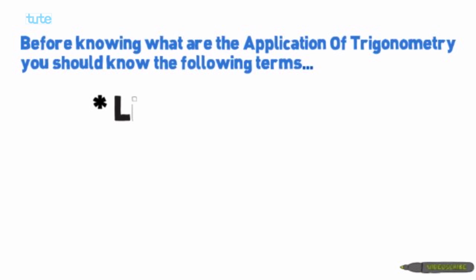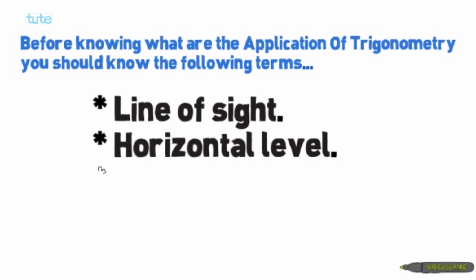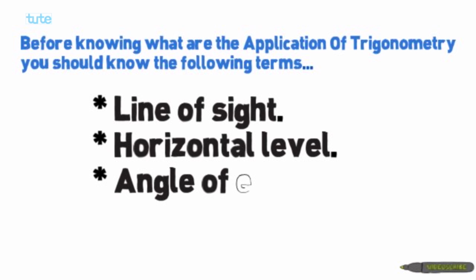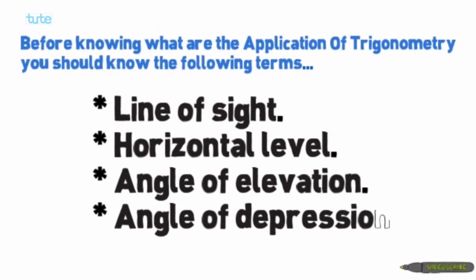First, line of sight. Second, horizontal level. Third, angle of elevation. And fourth, angle of depression. Let's see what do you mean by line of sight.